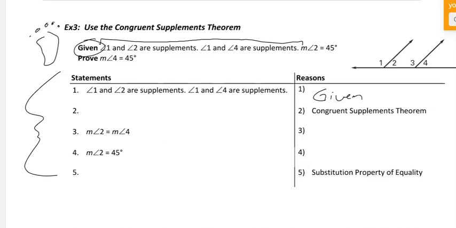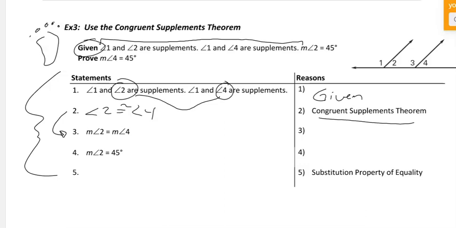Given. Now, what do we know if 2 is supplementary to 1 and 4 is also supplementary to 1? The congruent supplements theorem says that these angles must be congruent. Angle 2 must be congruent to angle 4. If they're congruent, how do we know their measures are equal? If you're ever going from congruent to equal, it is just definition of congruence.